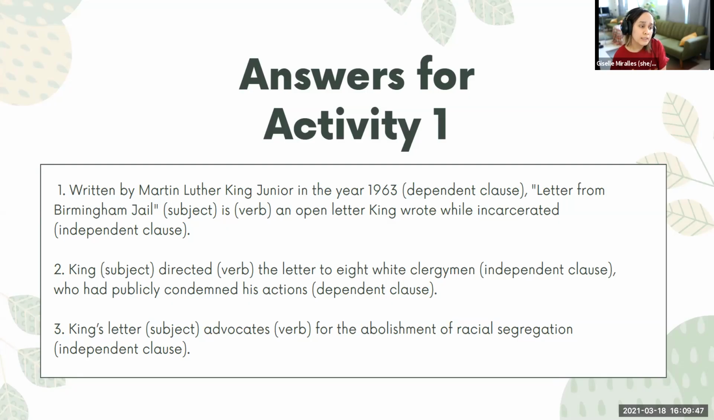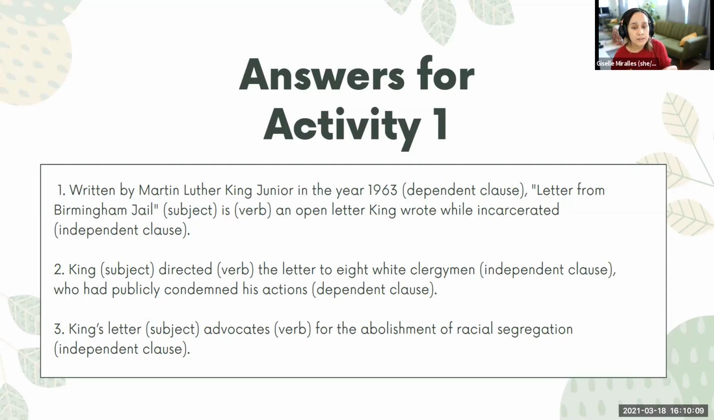Number 2, King directed the letter to 8 white clergymen who had publicly condemned his actions. In this case, it's reversed. The independent clause comes first here, so King directed the letter to 8 white clergymen. That on its own can be a complete sentence. It does not need the dependent clause to stand on its own.